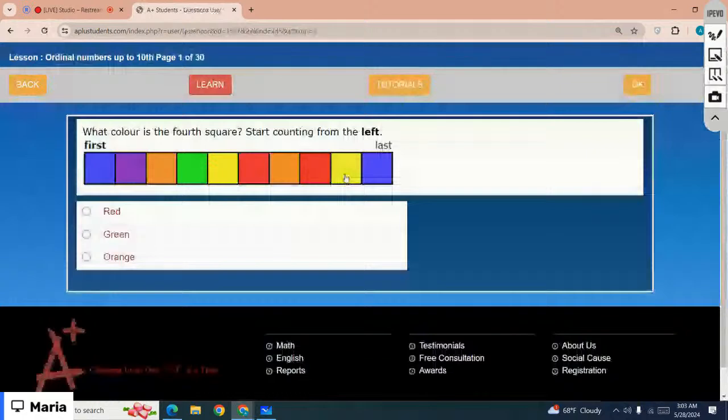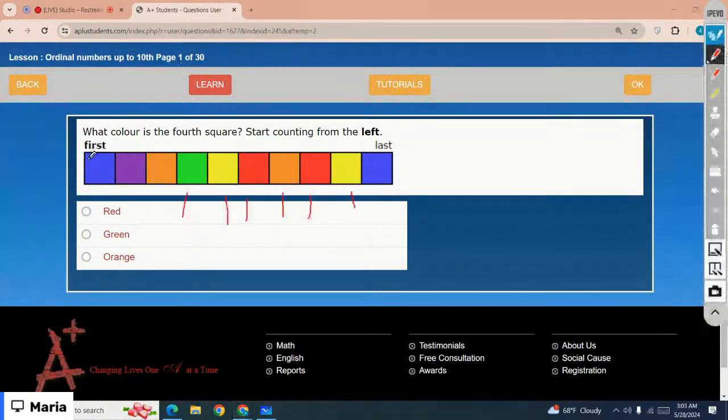What color is the fourth square? Start counting from the left side. So you have to see which one is the fourth. You have to start counting from the left side. This one is the left. So start counting from here. 1, 2, 3, 4. So which one is fourth square? The correct option is green. The fourth square is green. Got it?